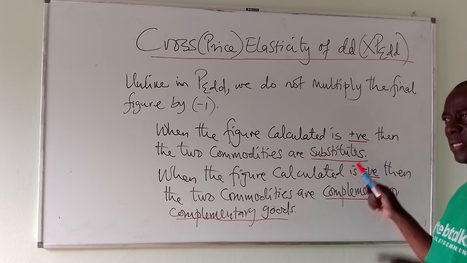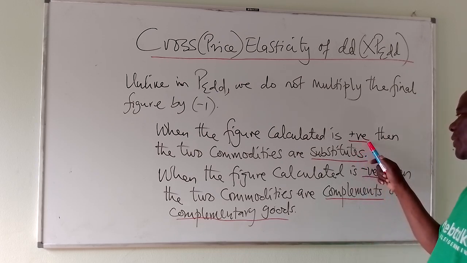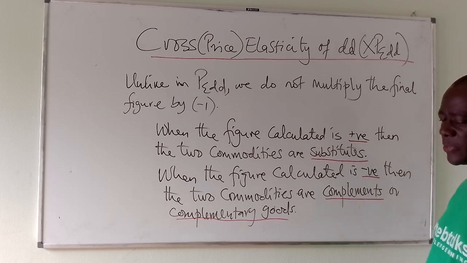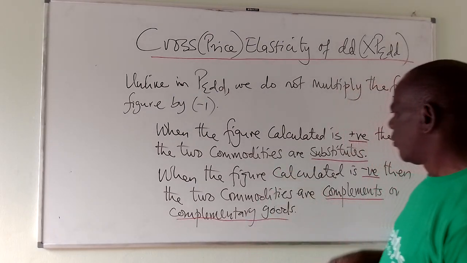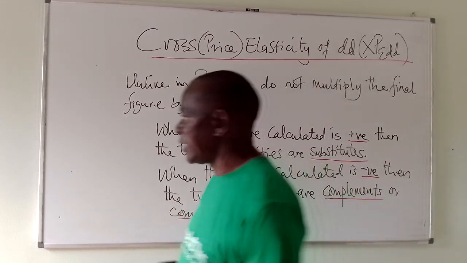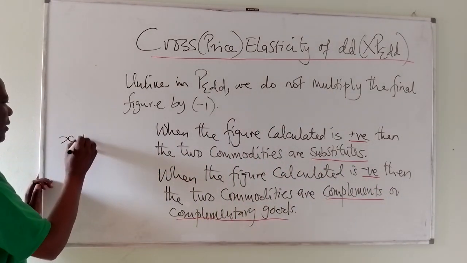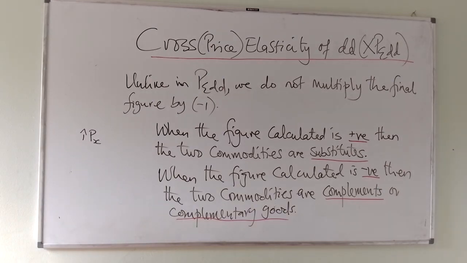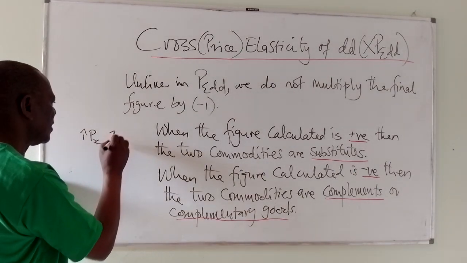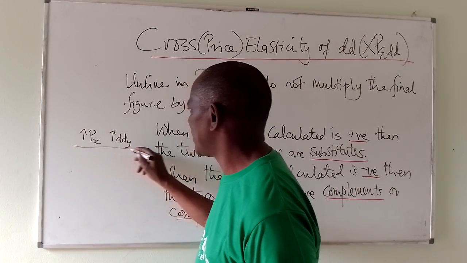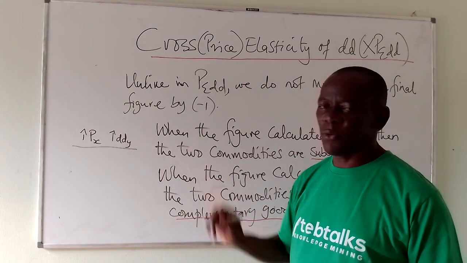But the moment there is a relationship, you are either going to find the figure being positive or negative. Once it is negative, complements or complementary goods. Once it is positive, it is substitute. Why? When they are substitutes, it means that when you increase the price of one commodity, for example X, what is going to happen to the demand of Y? The demand definitely will increase for Y. Why does it increase? When the price of X has gone up, the demand for Y increases.